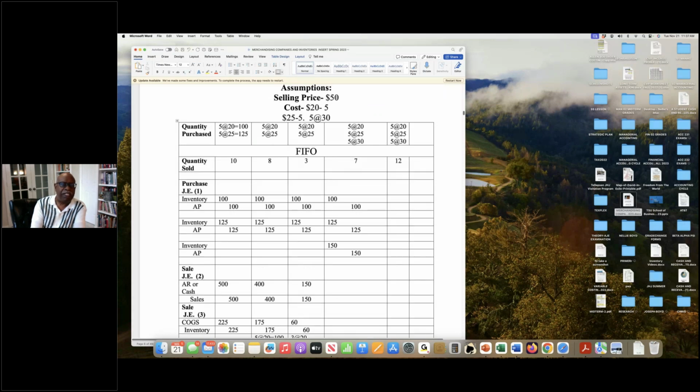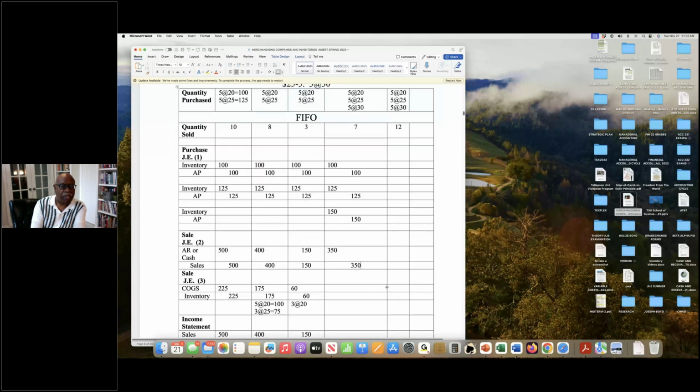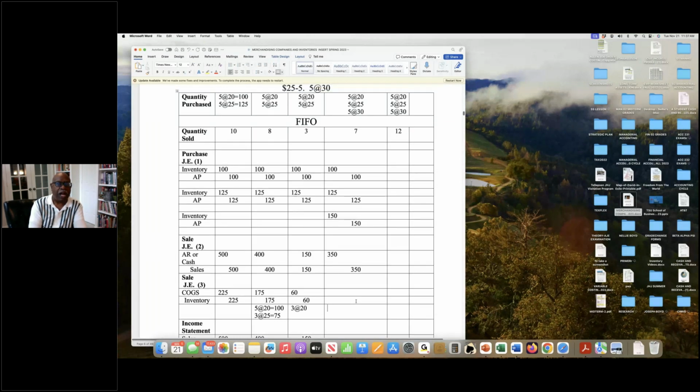So if we sold 7 at 50, that would probably be how much money? 350. 350. Okay. What's the cost of these shoes going to be? We're going to sell all the old ones first.